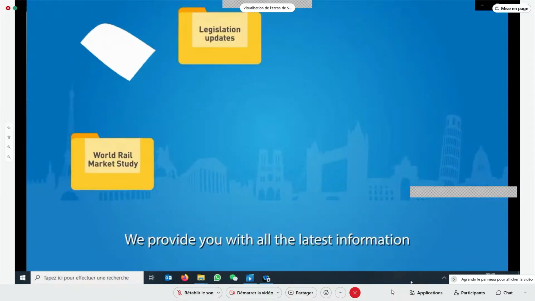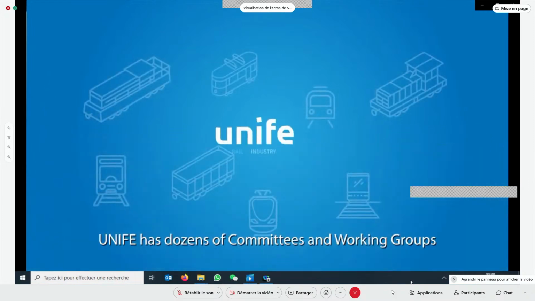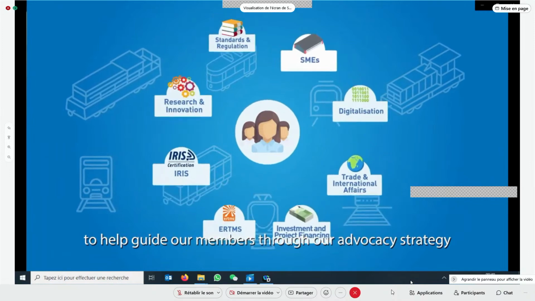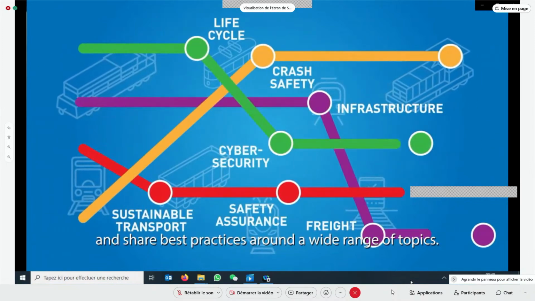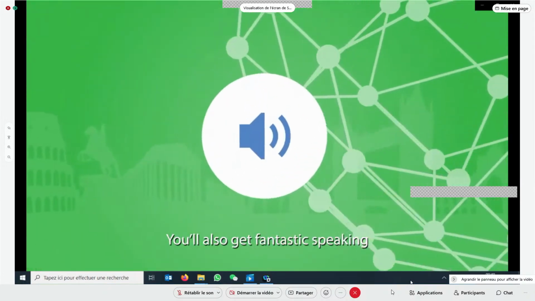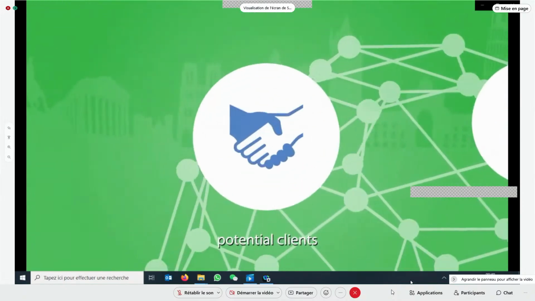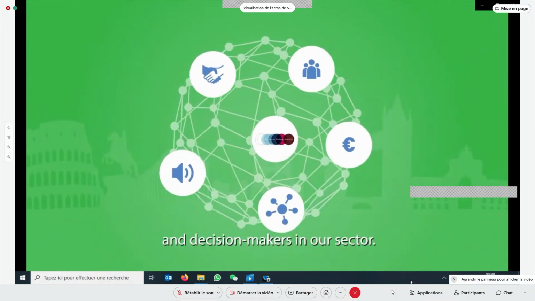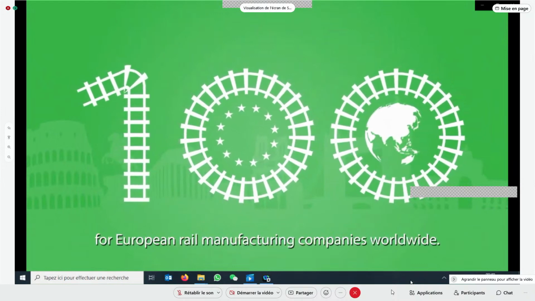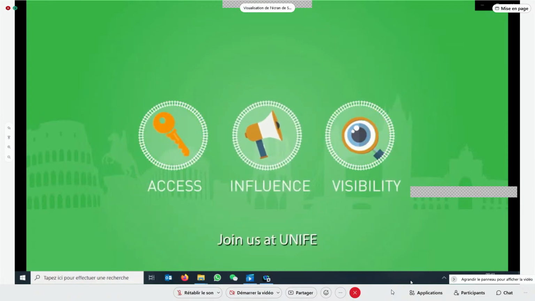We provide you with all the latest information about the rail industry. UNIFE has dozens of committees and working groups to help guide our members through our advocacy strategy and share best practices around a wide range of topics. You'll also get fantastic speaking, networking and sponsorship opportunities with key partners, potential clients and decision makers in our sector. With over 100 members, we fight for more business opportunities for European rail manufacturing companies worldwide. Join us at UNIFE.